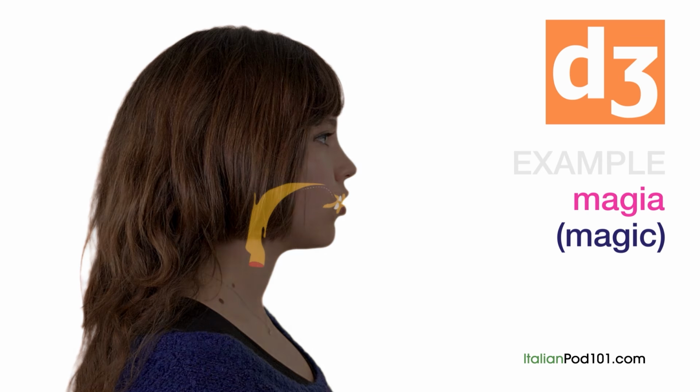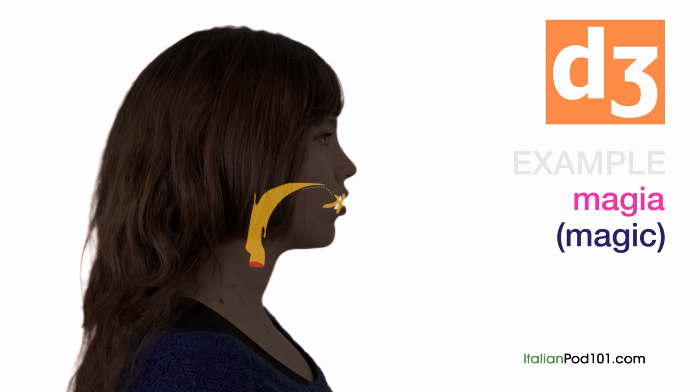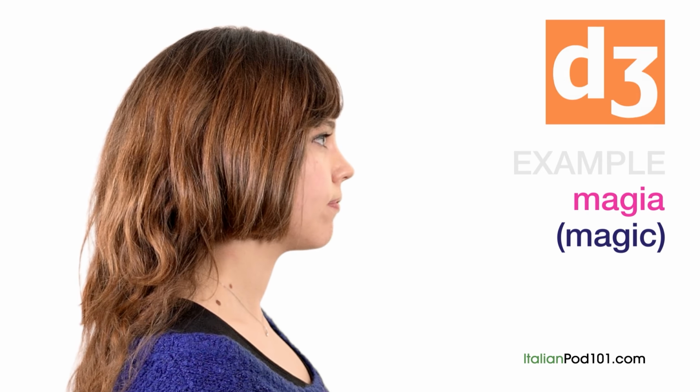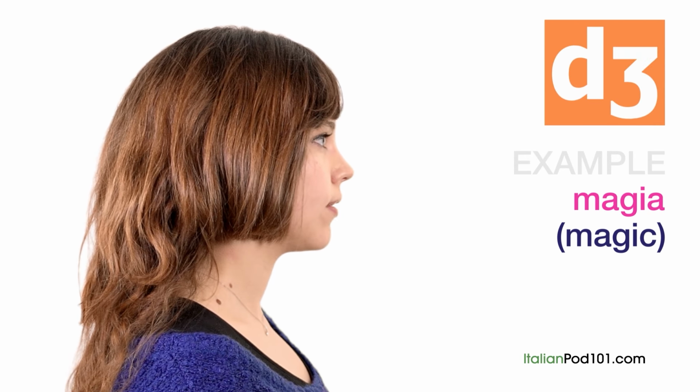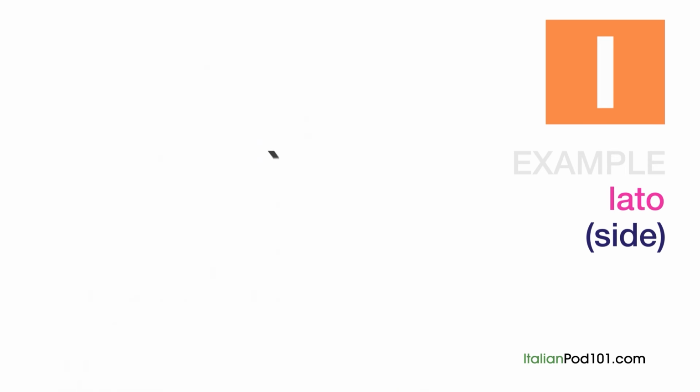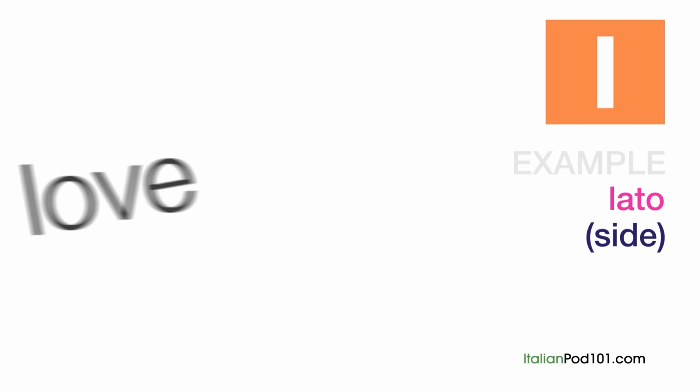The next consonant is j, magia, like the j sound in the English word jump. j, j. The next consonant is l, lato, like the l sound in the English word love.